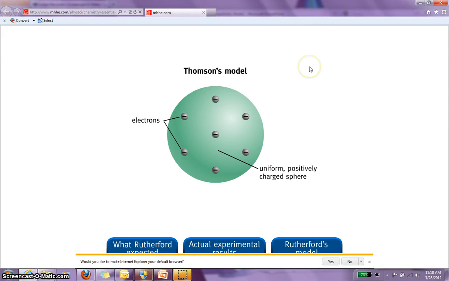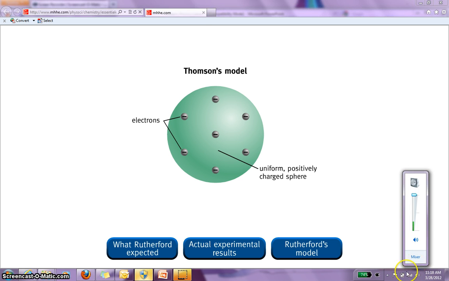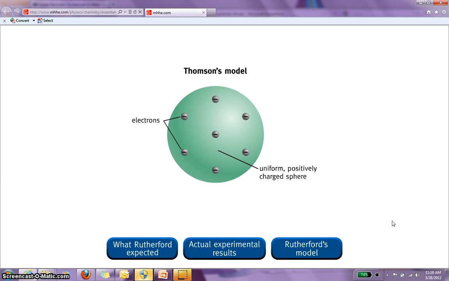In the early 1900s, J.J. Thomson proposed that an atom was a uniform sphere of positively charged matter in which electrons were embedded. This model is sometimes called the plum pudding model. Electrons are embedded in a sphere of positive matter, similar to raisins in plum pudding. In 1910, Ernest Rutherford, Hans Geiger, and Ernest Marsden carried out experiments in which very thin foils of metal were used as targets for alpha particles emitted from a radioactive source. Click on what Rutherford expected to observe, the results Rutherford expected based on Thomson's model of the atom.